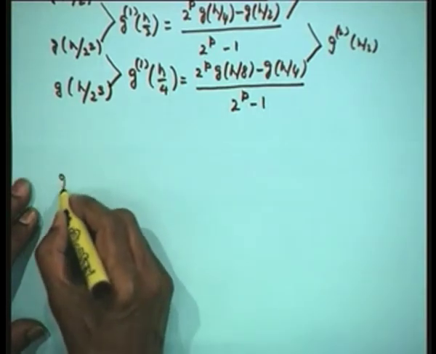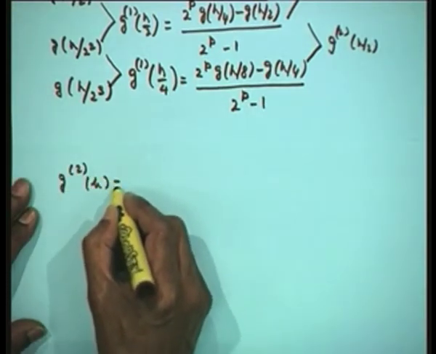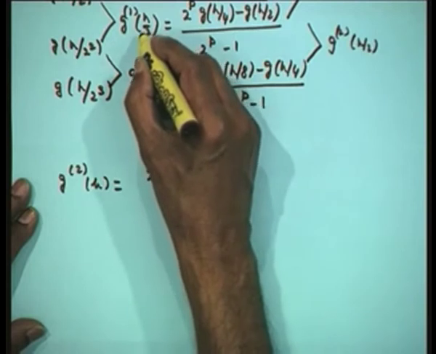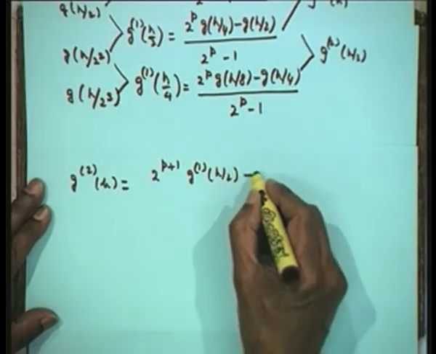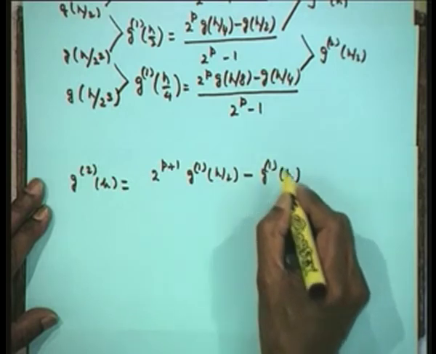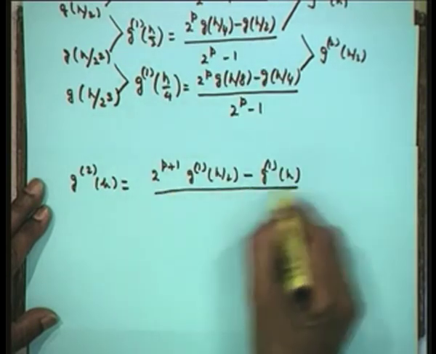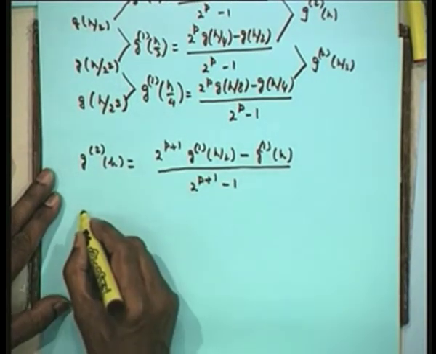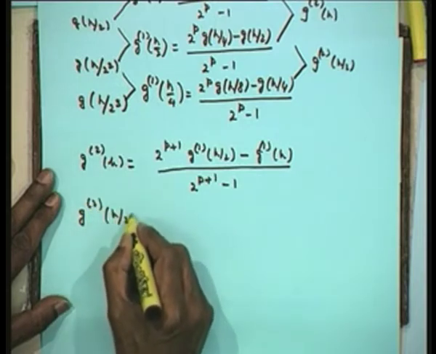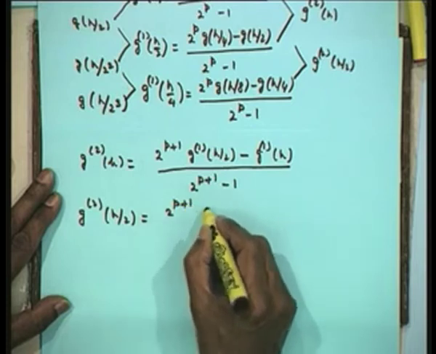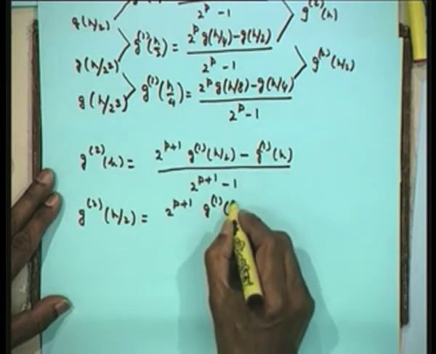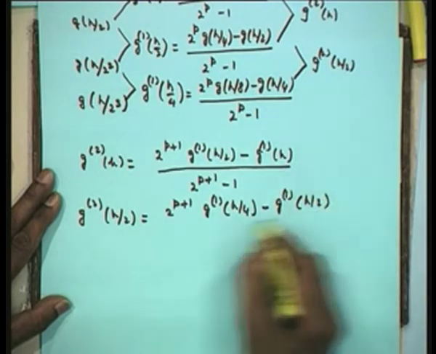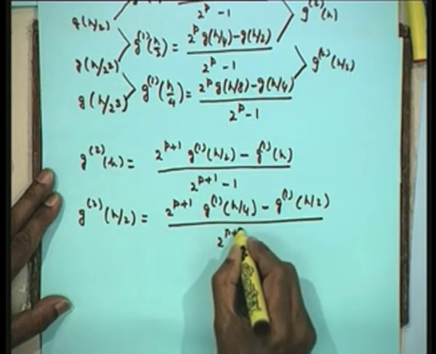where that g 2 of h is equal to 2 to the power of p plus 1 g 1 of h by 2 minus g 1 of h, that is this and this, divided by 2 to the power of p plus 1 minus 1. And similarly, g 2 of h by 2 is 2 to the power of p plus 1 g 1 of h by 4 minus the previous value g 1 of h by 2, divided by 2 to the power of p plus 1 minus 1.